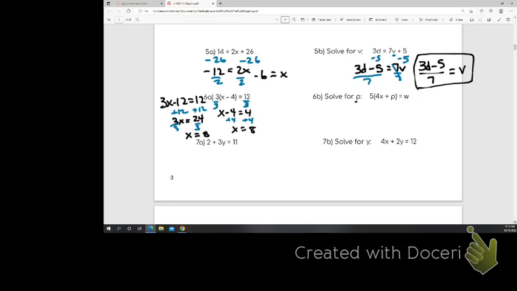So I need to solve for p, so sometimes it helps me to kind of underline or somehow mark for myself which one am I trying to get by itself. So I'm trying to get p by itself.